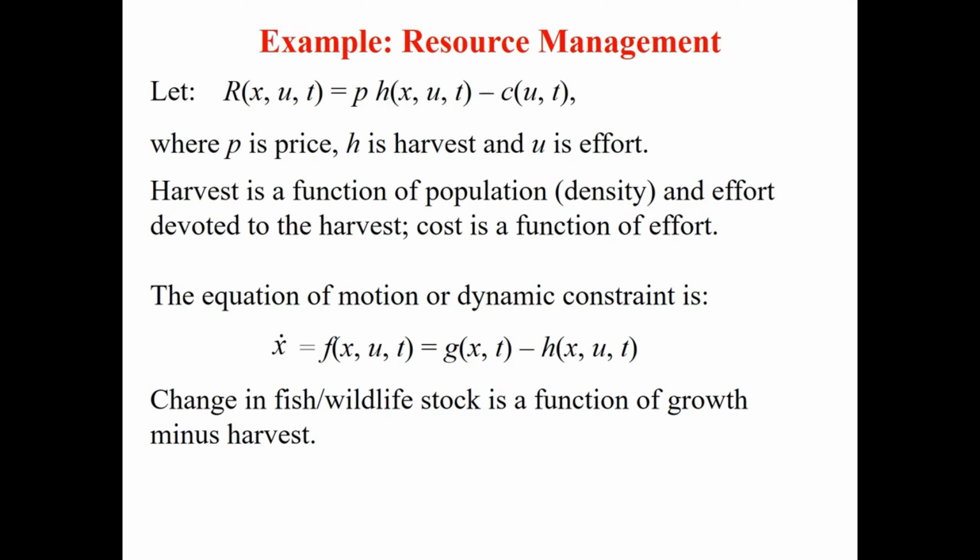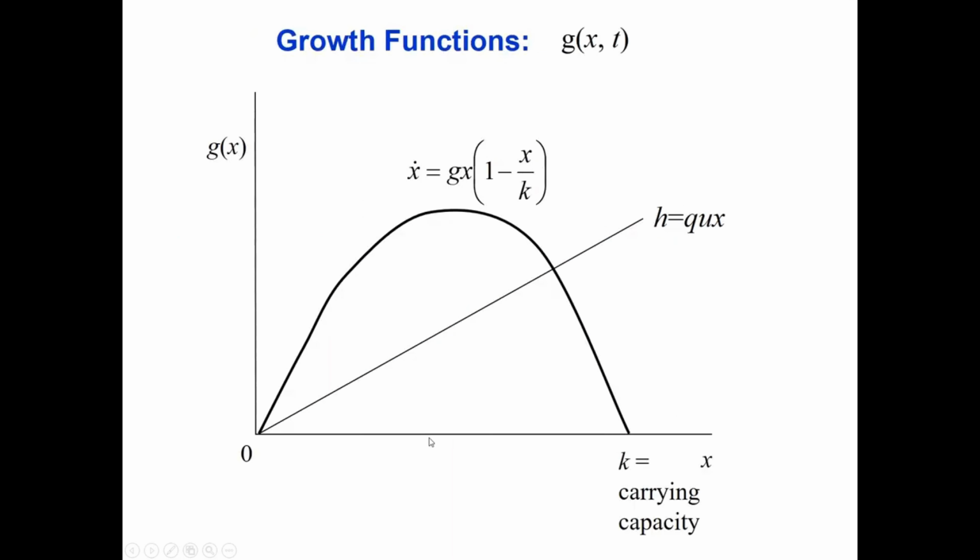The equation of motion, or the dynamic constraint, is given by x dot, where x dot is equal to the first derivative of x with respect to time. And we assume that that function f is a function of the growth, g, which is a function of the stock, minus the harvest, which is a function of the state variable, the stock, and the decision as to how much to harvest. So the change in the wildlife stock is a function of growth minus harvest.